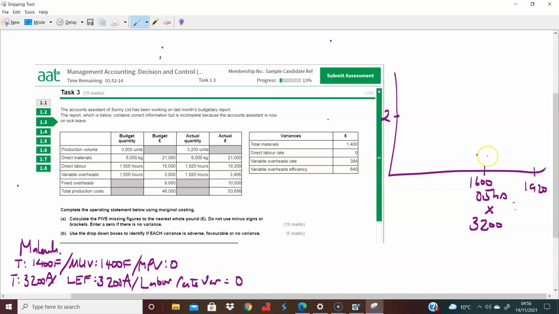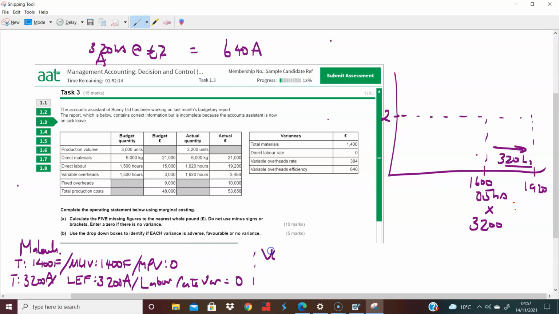Again, notice how this is very closely related to labor, but I'd like to do it separately so that you never get mixed up. There's no problem in that. So in terms of efficiency, what we have is 320 hours excess, 320 hours adverse at £2 an hour. And that takes us to 640 adverse, right? For variable overheads, the total, I'll come to that in a second. Total, I don't know, but I can tell you at least immediately that the variable overheads efficiency variance is 640 adverse. I can tell you that.